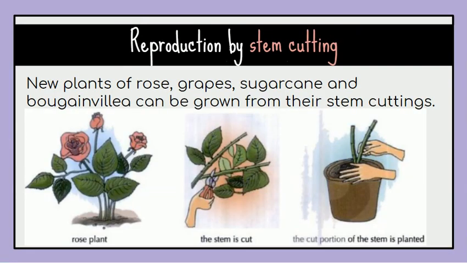Now our next method of reproduction is by stem cutting. New plants can also be grown by using the stem cutting of a grown-up plant. Plants like rose, grapes, sugarcane and bougainvillea can be grown from their stem cuttings. In this method, the stem is usually cut at an angle. Then the cut portion or the cutting of the stem is planted. Then the new plant grows.